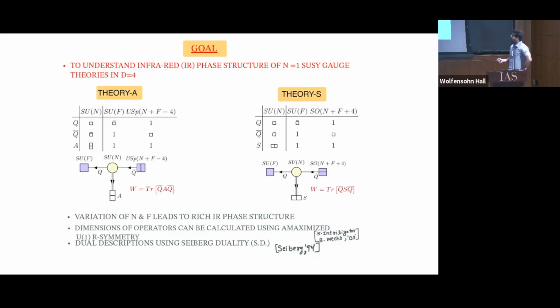You can write these Lagrangians in terms of quiver diagrams also, where you have these flavor symmetries, and in between you have the SU(N) gauge group. Now, if we stay in the asymptotic regime of these theories, as you flow to the IR, these are strongly coupled theories. As you change N and F, their IR phase structure is very rich, but it's very difficult to understand.